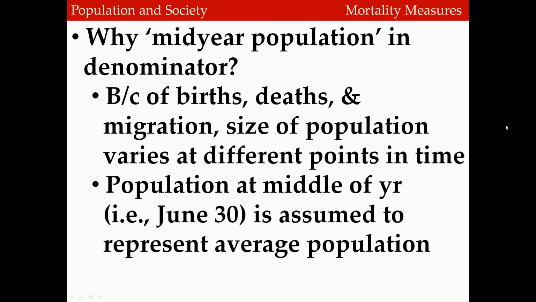So you might be wondering, why do we use a mid-year population in the denominator? Well, it's because the population is something that changes and is variable at different points in time throughout some time period that we're interested in, usually like a year. So because of things like births, deaths, and migration, the size of the population can fluctuate. And so the population at mid-year is assumed to be kind of like a midpoint, an average representation of what the population is throughout the entire year. And so we often pick the population at June 30th as a representation of what the middle of the population would look like, or the average mid-year population.